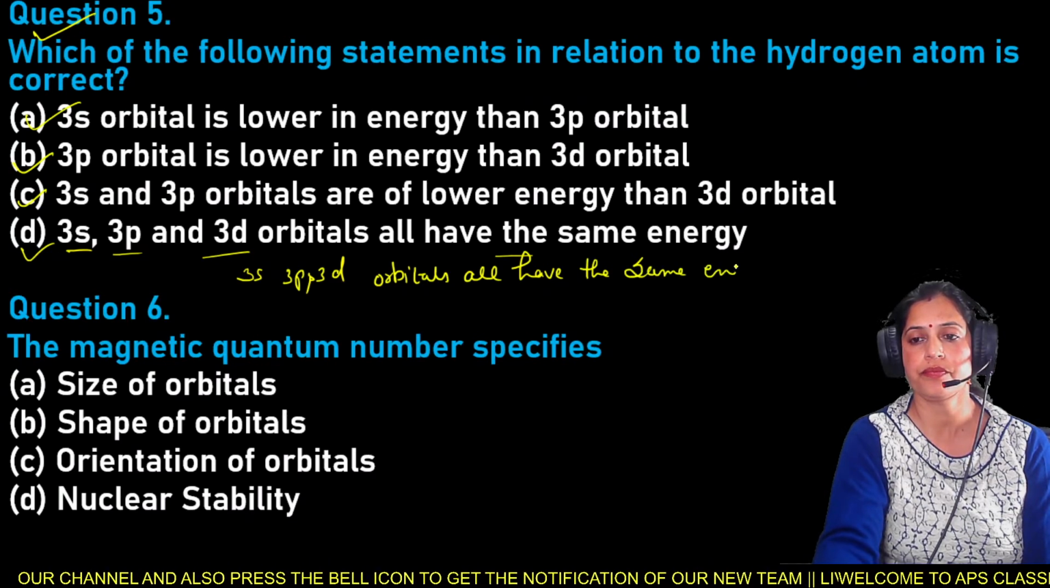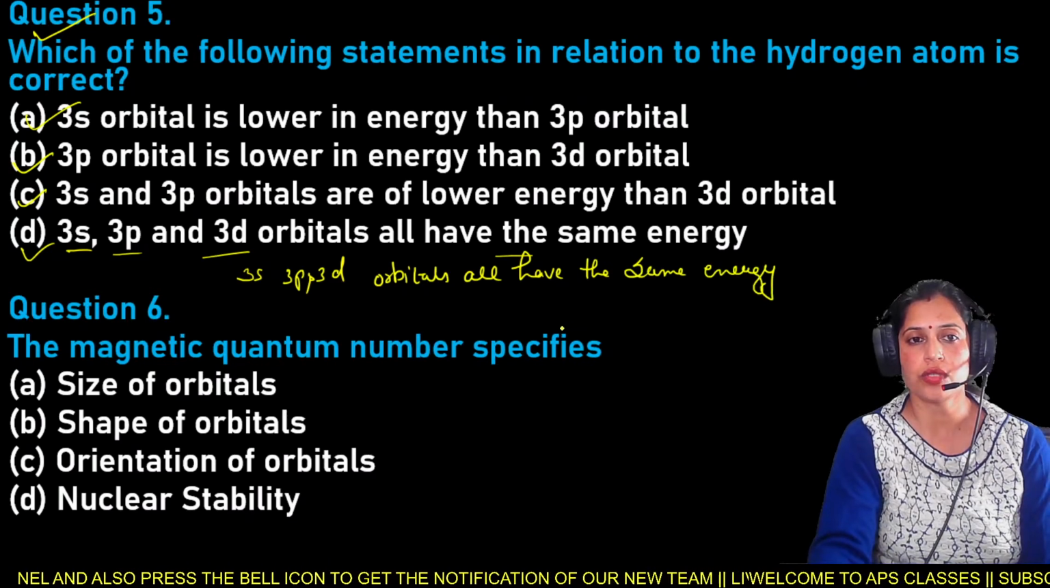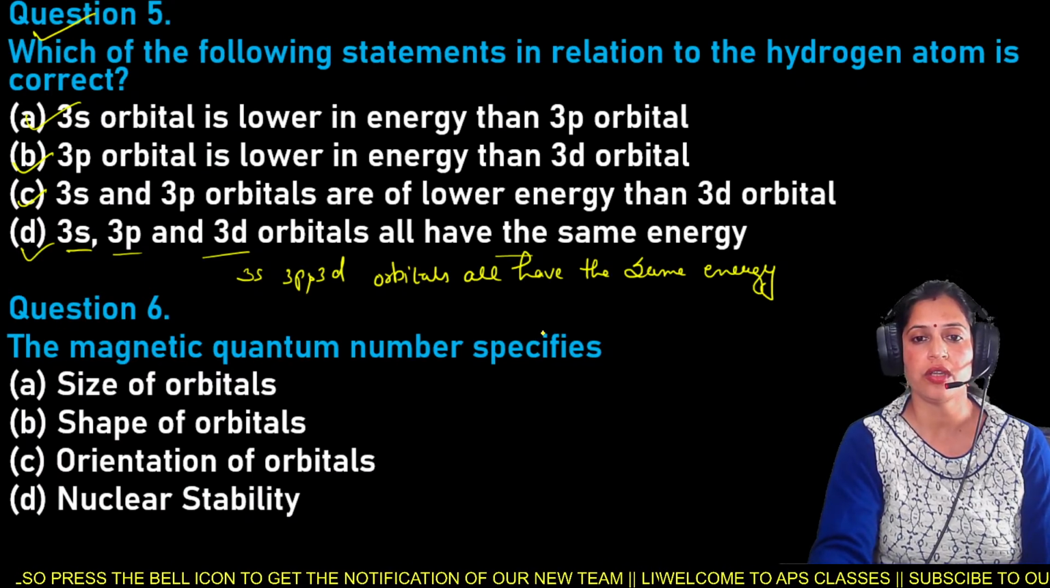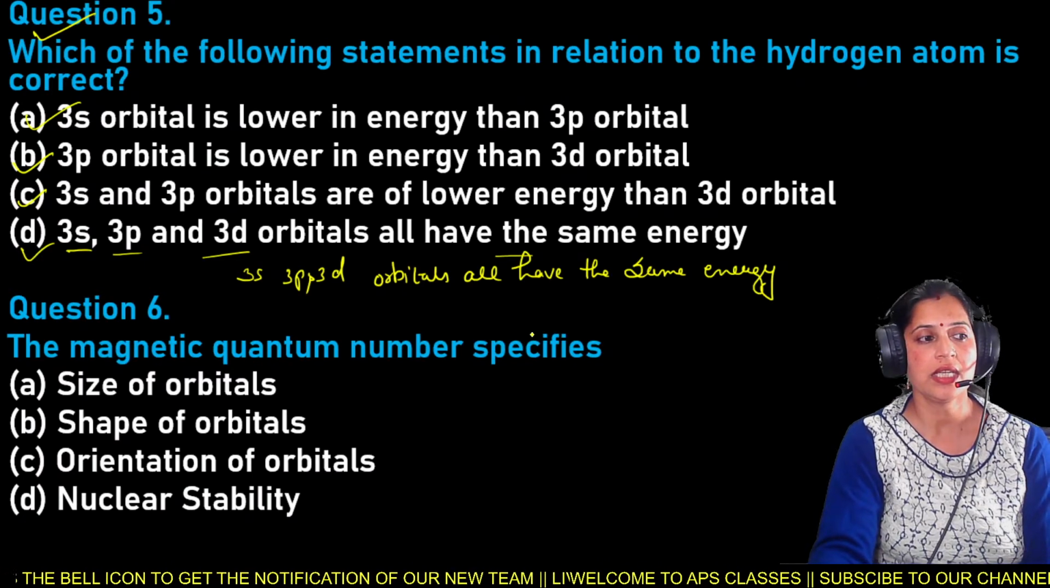All have the same energy. So this is the right answer. That is, 3s, 3p and 3d orbitals all have the same energy shell.